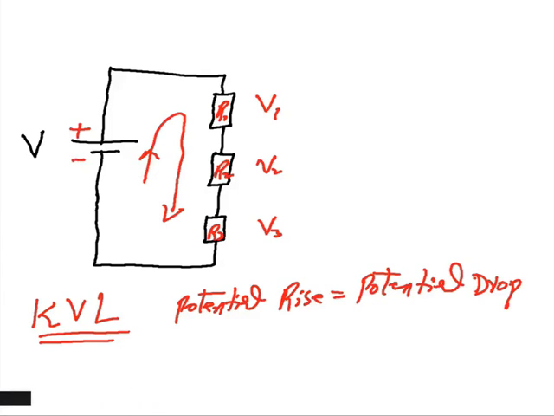And this is the resistor, which is a passive component. If current is flowing like this, then this side of the resistor will be positive and this side will be negative, because there is a potential drop. So your potential rise will be equal to the drop of potential in this resistor, V1, the drop in this resistance, V2, and the drop in this resistance, V3.